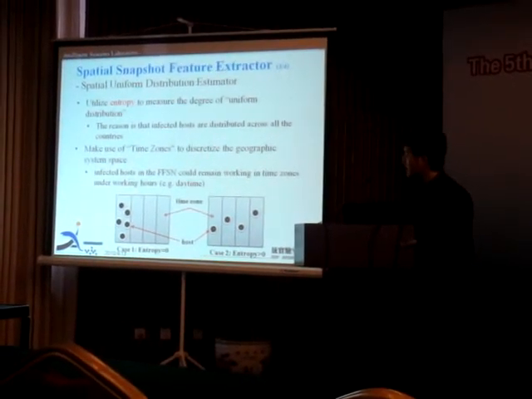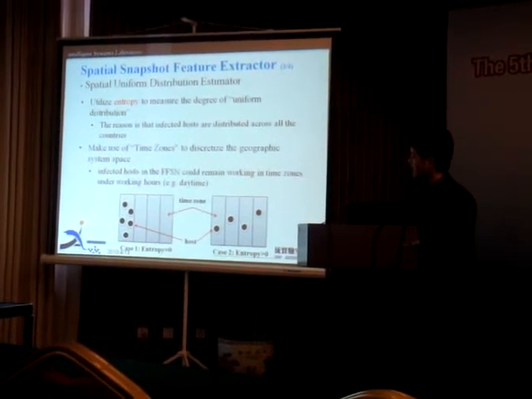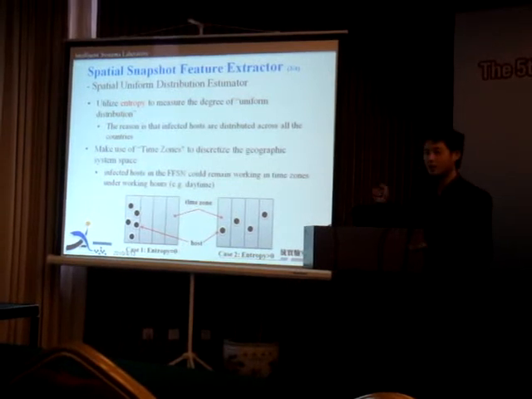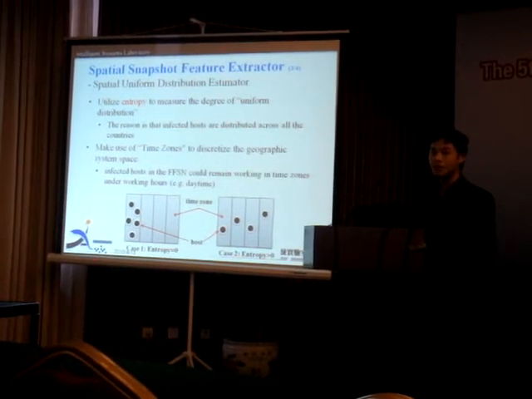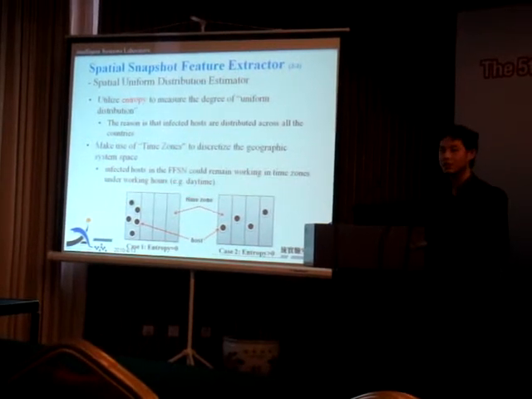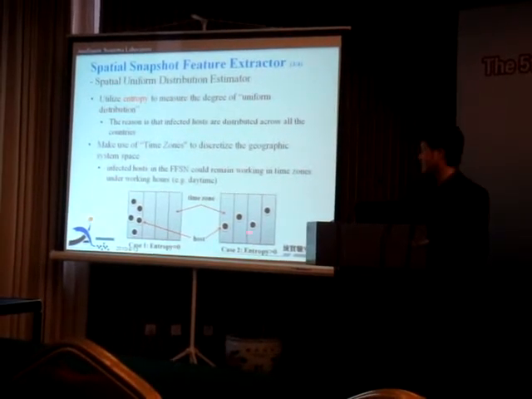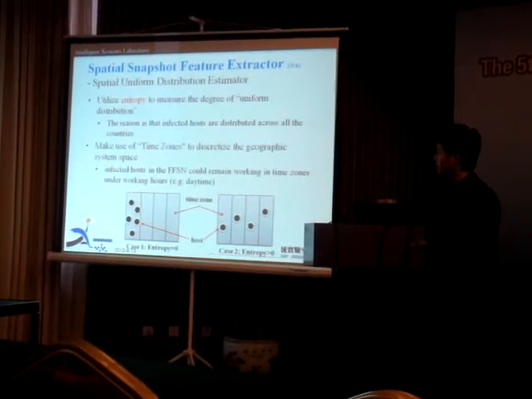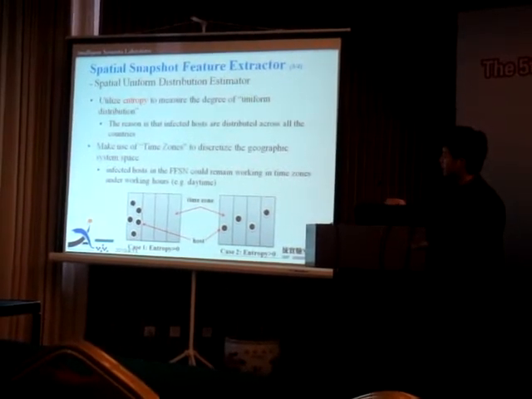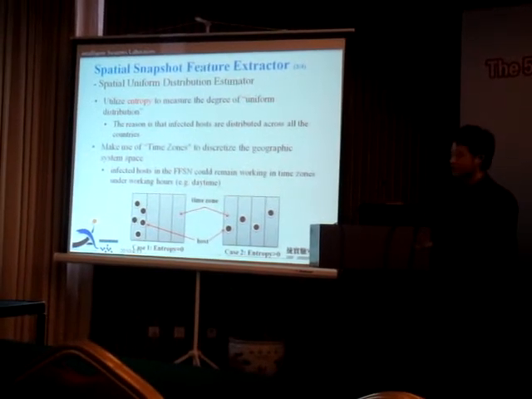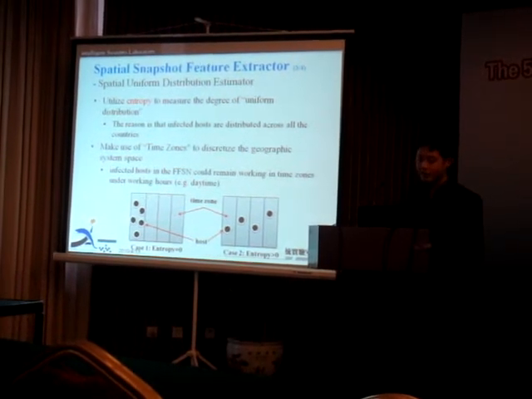For example, each frame is a time zone, and if these IPs are located in the same time zone, the entropy is low. If these IPs are distributed in different time zones, the entropy would be high. Okay, so we use time zones to discretize the geographic space.